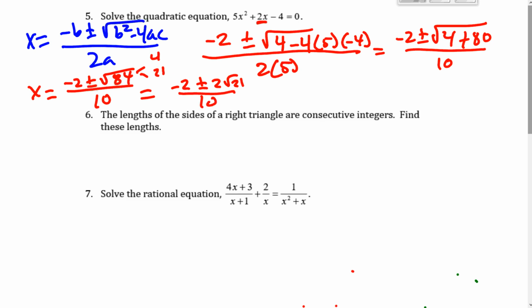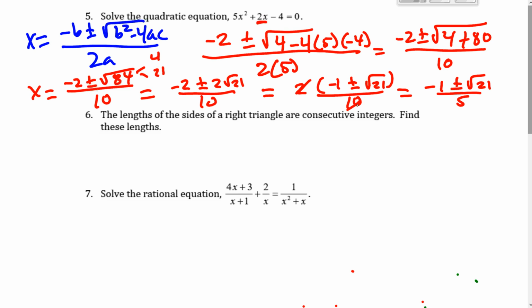Now because all 3 of these have a 2 in it, this negative 2, this positive 2 in front of the square root, and the 10 on the bottom, we can factor out a 2 at the top. So I'll do this one at a time. And you can factor out a negative too if you really wanted to. That plus or minus would still be in there. And then so negative 1 plus or minus square root 21 all over 10. Now this 10 and 2 can cancel. And so you get negative 1 plus or minus square root 21 over 5.